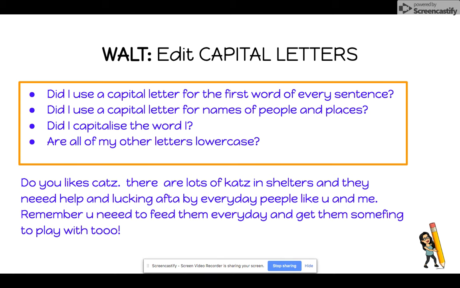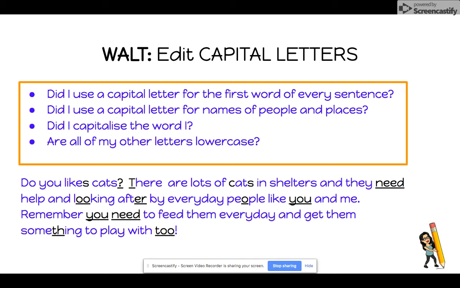Did I use a capital letter for the first word of every sentence? Did I use a capital letter for names of people and places? They are important and they do come with capital letters. Also, did I capitalize the word I? More often than not, I would write a small I and I forget to make it into a capital I. Are all of my other letters lowercase? Let's have a look. Pause the video here and see if you can pinpoint where I've made my mistakes. Did you get them all? Well done.